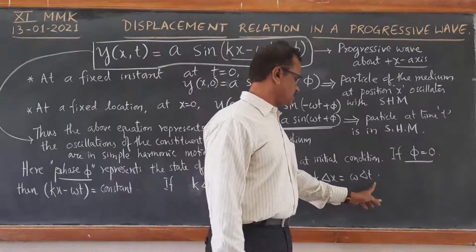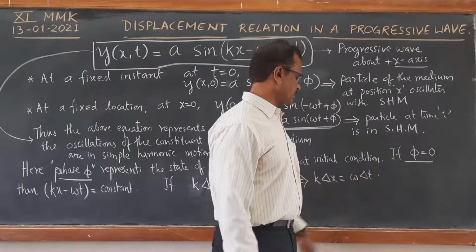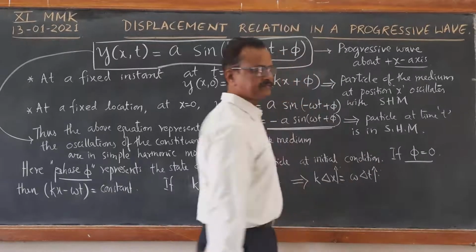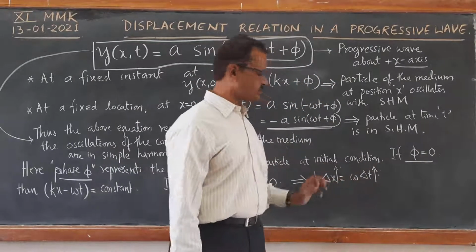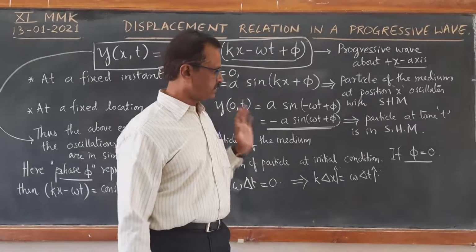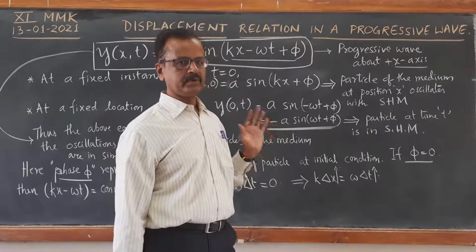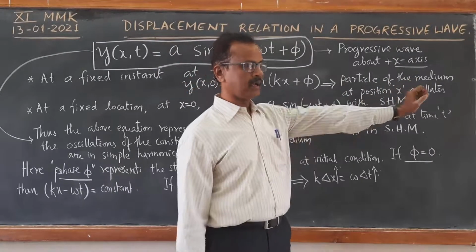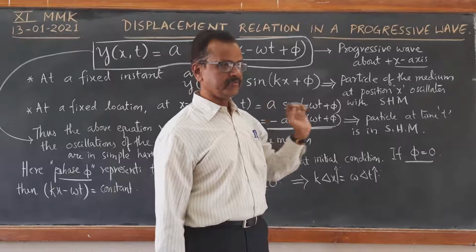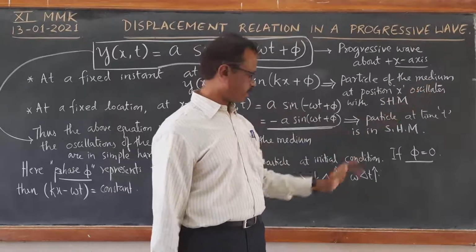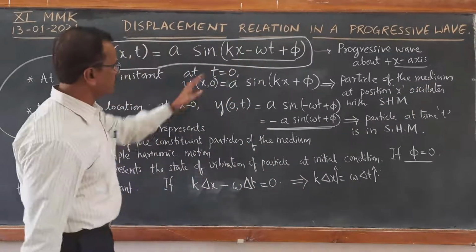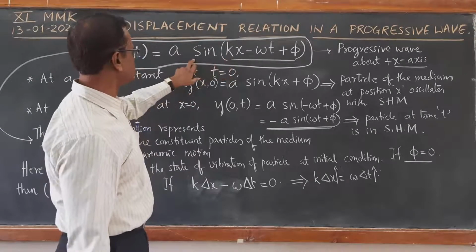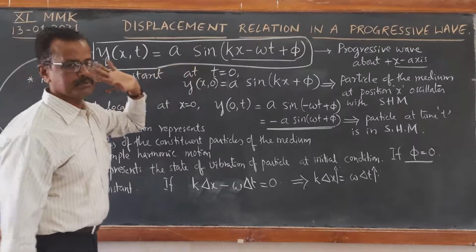As t increases, x value should also increase. As t decreases, x should decrease. It means if it is a progressive wave or traveling wave about a positive x-axis, as time t increases, the positive value of x should increase. Therefore, the equation having the argument kx minus omega t represents a wave traveling about positive x-axis.